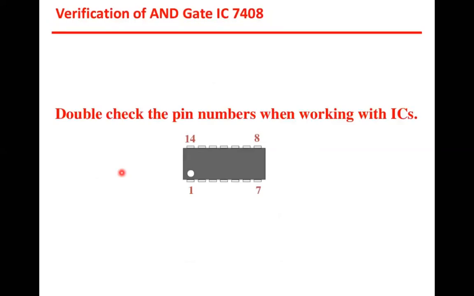Just to double check the pin numbers when working with ICs, you have to see that there is the notch over there, a white kind of a dot. So wherever you find this particular dot, that particular pin is called pin number 1. Then serial number 1, 2, 3, 4, 5, 6, 7. Opposite to 7 will be 8, 9, 10, 11, 12, 13 and 14. So in the case of IC 7408, pin number 7 is ground and pin number 14 is positive plus VCC.